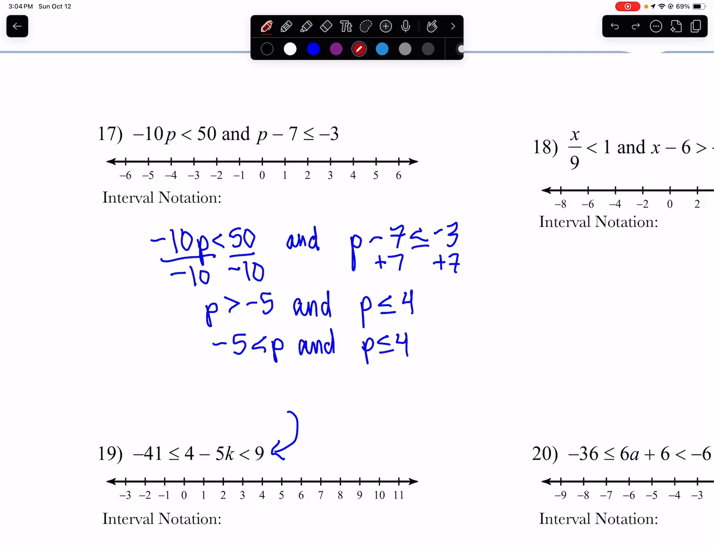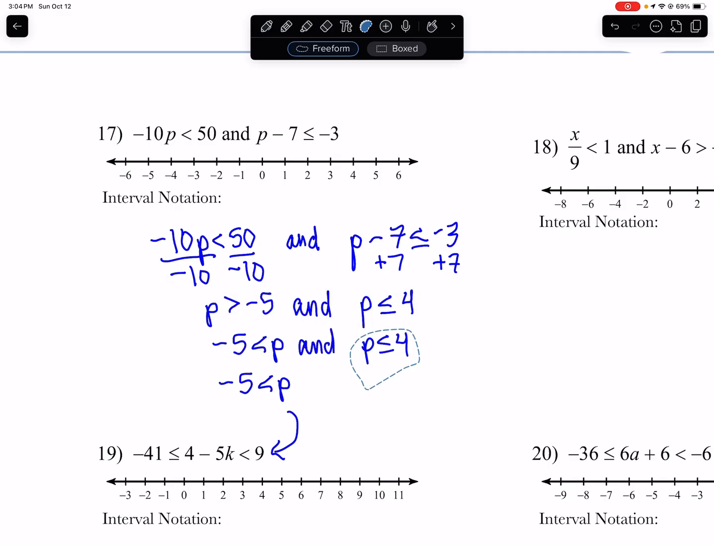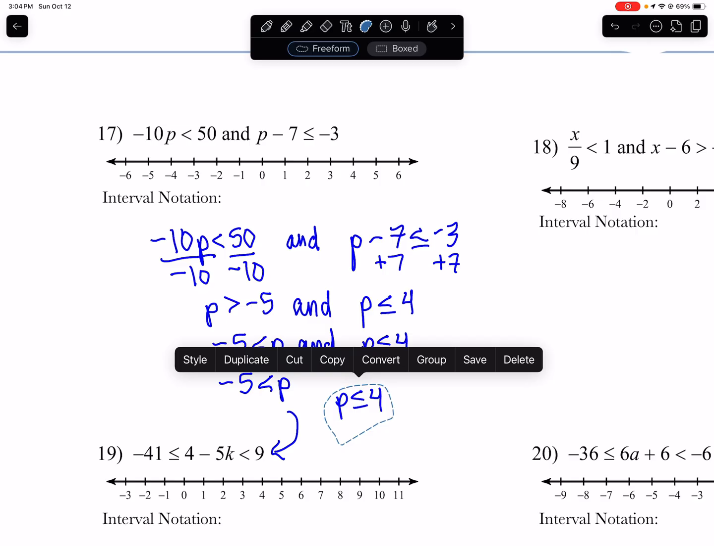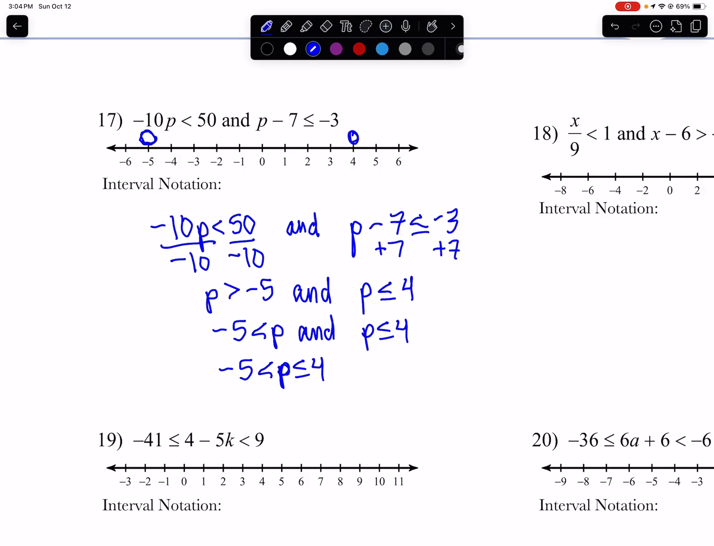And then what you can do is, I'll duplicate this, and you can just do this, which is pretty cool. With the technology, we can watch it merge together, and that's what we call a double inequality. And that's super easy to graph because it's very straightforward. It just says -5 with the open, and then 4 with the closed.